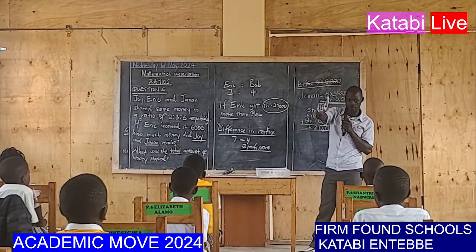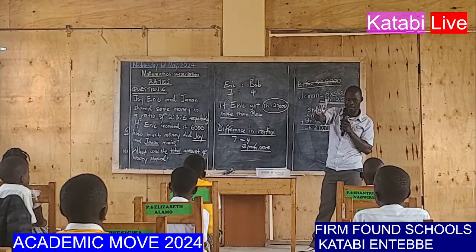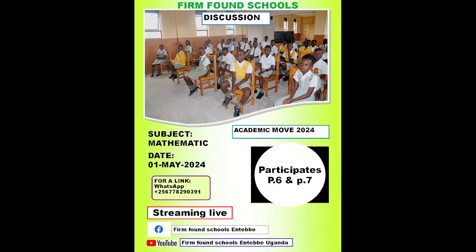What about 1 part? You first need to find 1 part by division. You divide this money by 3. After getting 1 part, the question is simple now. When they ask how much money did Eric get, I'll just multiply 1 part by 7. How much money did Bob get? I'll multiply the amount in 1 part by 4. We don't use difference in ratios in questions like this. Am I clear?